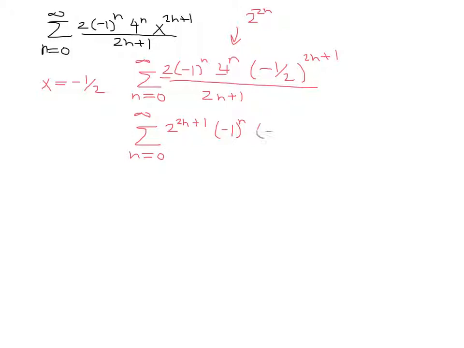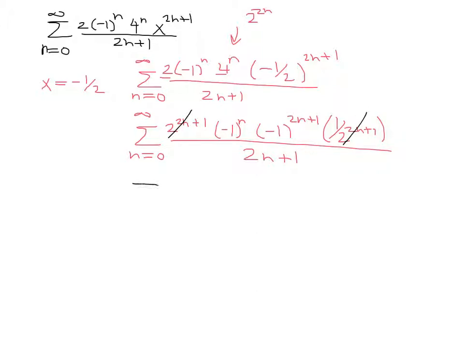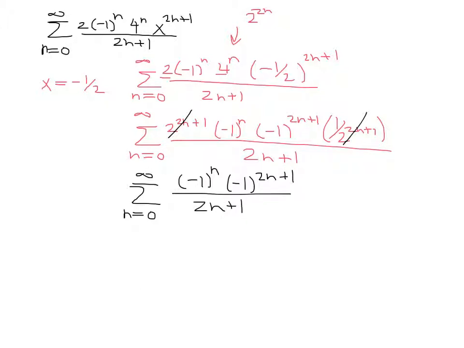And then we have this negative 1 to the 2n plus 1, and then a 1 over 2 to the 2n plus 1, all divided by this 2n plus 1. But the point being is that this 2n plus 1 will cancel that 2n plus 1, giving us a sum from n equals 0 to infinity, negative 1 to the n, negative 1 to the 2n plus 1, all over 2n plus 1. And if this series truly alternates, then we are going to have something convergent. But if it doesn't alternate, it won't. So let's just test some things.